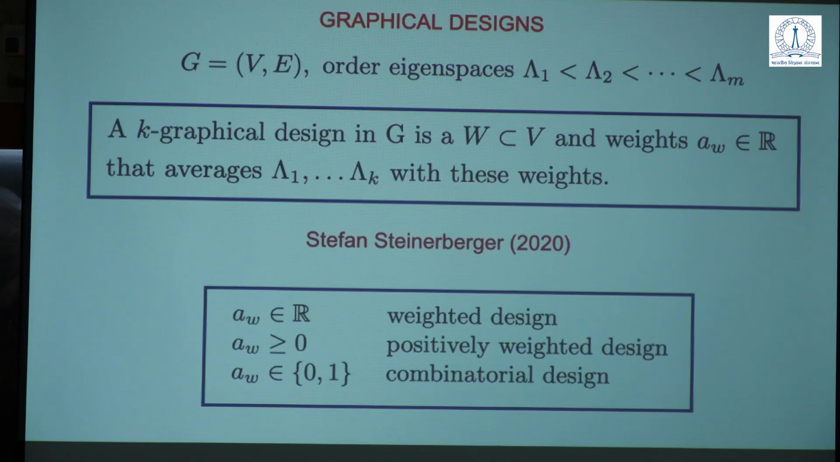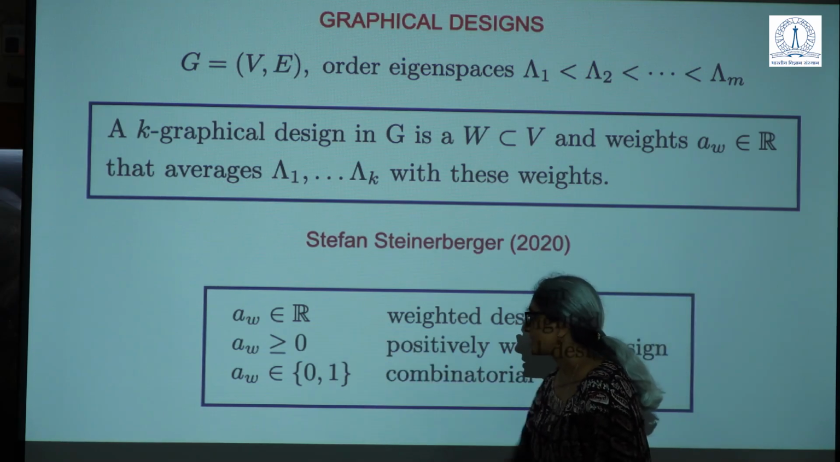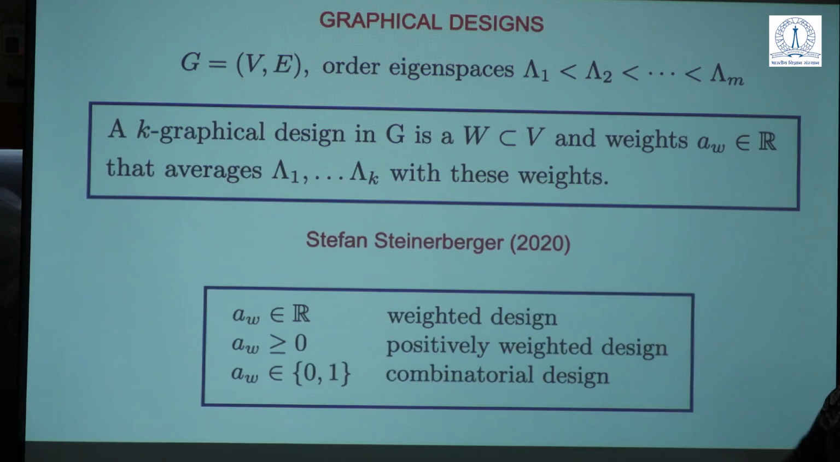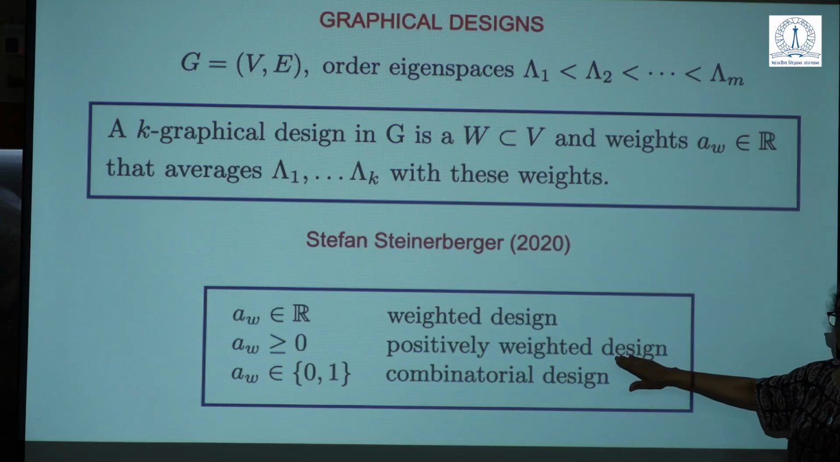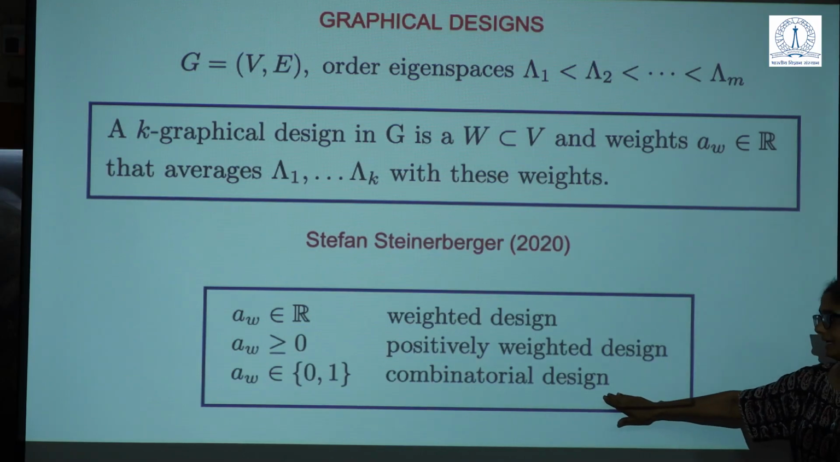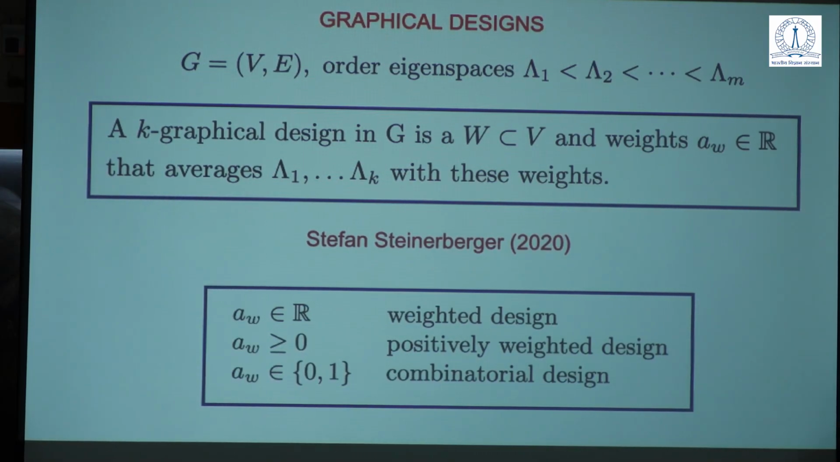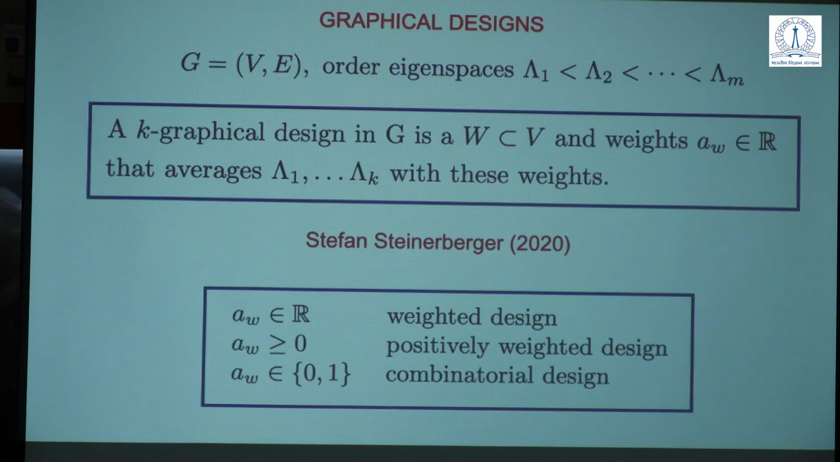Okay. So now these weights, what about these weights, right? The weights are always real numbers, and if I don't impose anything on the weights, we'll just call this a weighted design, okay? So a design is the collection of vertices plus the weights. If it's non-negative, then we call it a positively weighted design. This is the type we really like, this middle one. And if the weights are all 0 or 1, meaning that all the weights are just 1, or 1 over whatever, uniform, then we call it a combinatorial design.